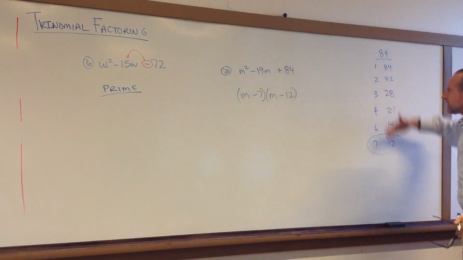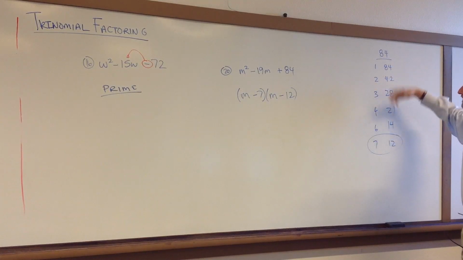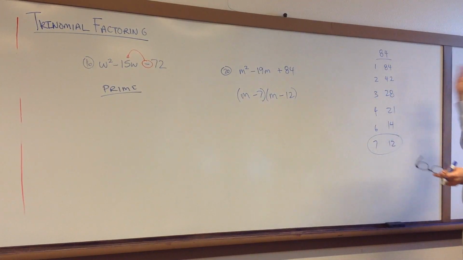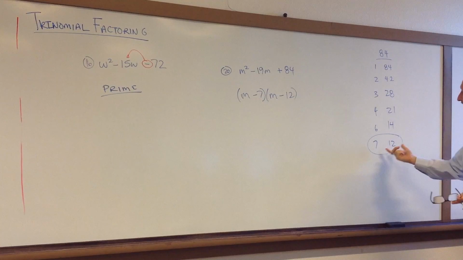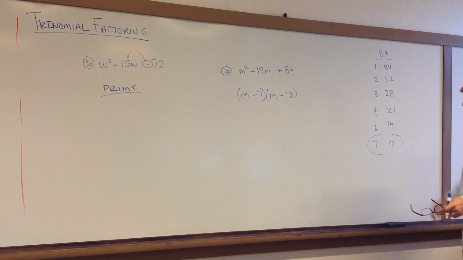Okay? And you can build this list, like I said, just divide by 1, 2, 3, 4, 5, 6, 7. If it's not a whole number, don't write it down. Okay? And again, once these cross each other, once they get close together, you can just stop because the next pairs will be 12 times 7 and so on. Okay. All right.